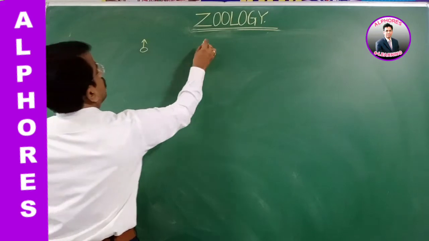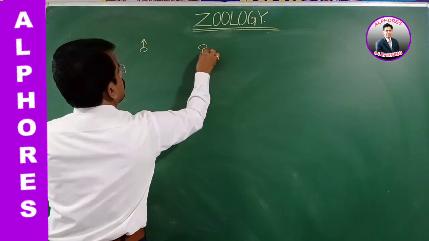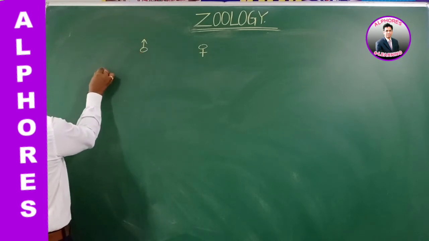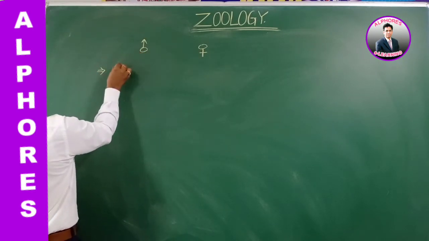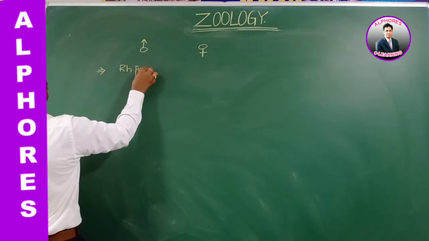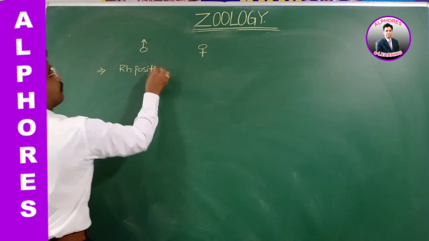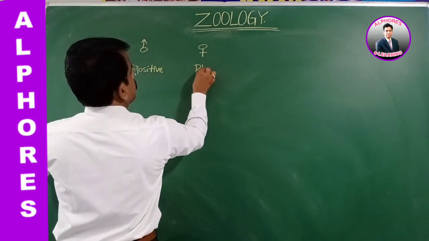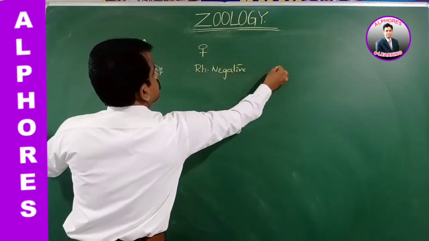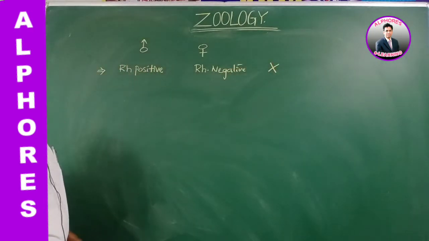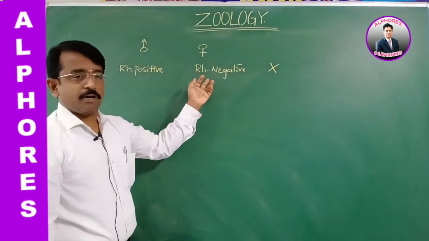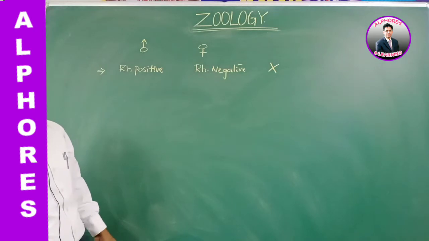Look here. The genetic incompatibility exists if the father is Rh positive and the mother is Rh negative. This is not suggestible. The marriage between an Rh positive husband and an Rh negative wife is not suggestible.